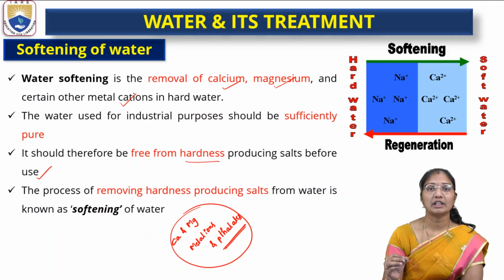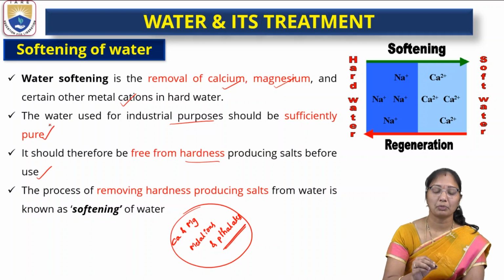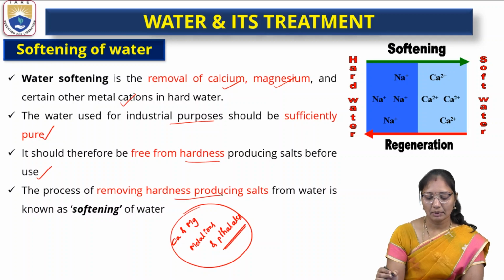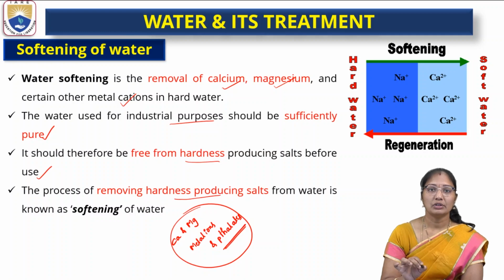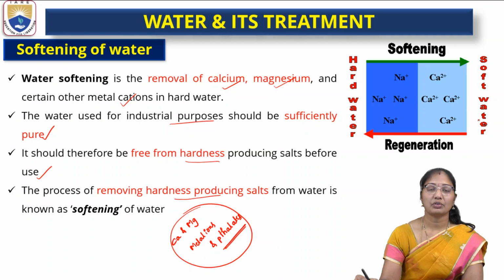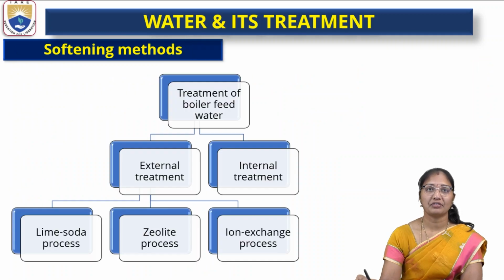So before feeding into industrial use, the water should be properly purified. The process of removing these hardness-producing salts from water is called the softening of water. This is the purpose of softening of water. The softening of water is done in different ways.